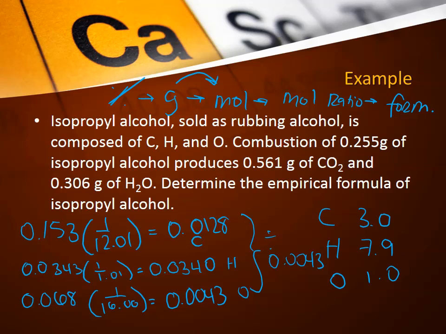All these are close enough to actually round up. So we can actually just assume that's an 8. And our empirical formula is C3H8O1. Long, painful process that really wasn't all that bad. Feel free to rewatch this as many times as you wish, but that's how you do combustion analysis.